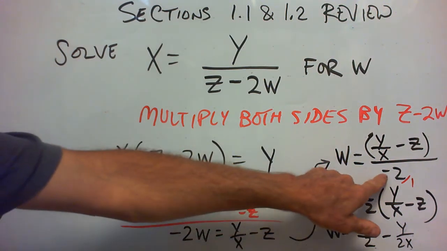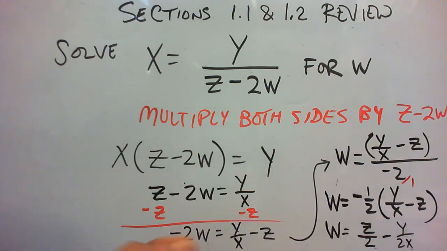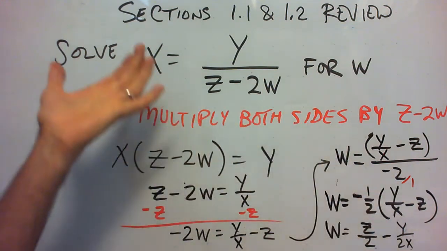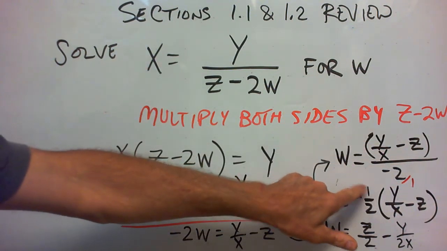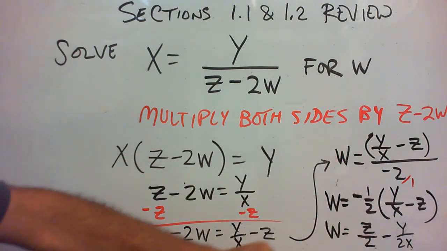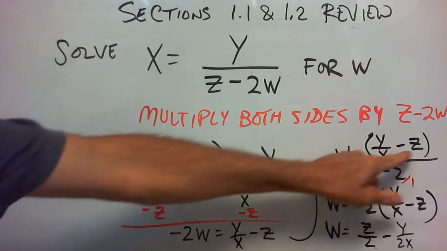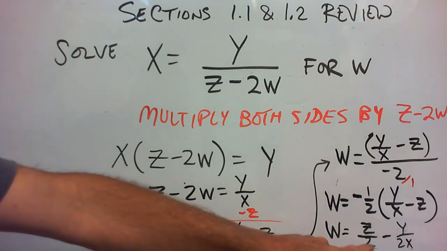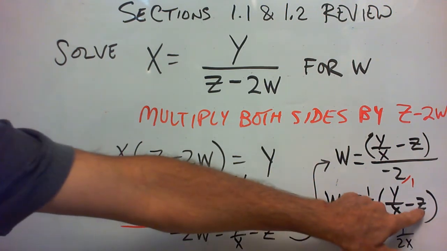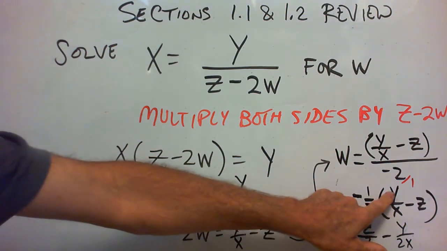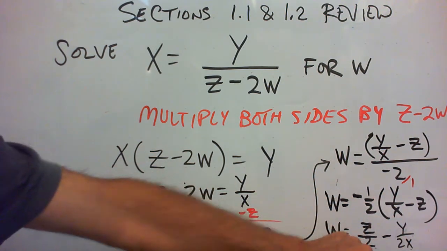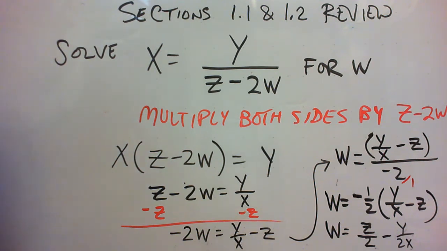Dividing by negative 2 is the same as dividing by negative 2 over 1. Remember, dividing by a fraction, invert and multiply, that's the same as multiplying by negative 1/2. So we can multiply that top part by negative 1/2. Negative 1/2 times the negative z makes positive z over 2. Negative 1/2 times y over x is negative y over 2x. So we get z over 2 minus y over 2x. And there's actually one more way we could write this.